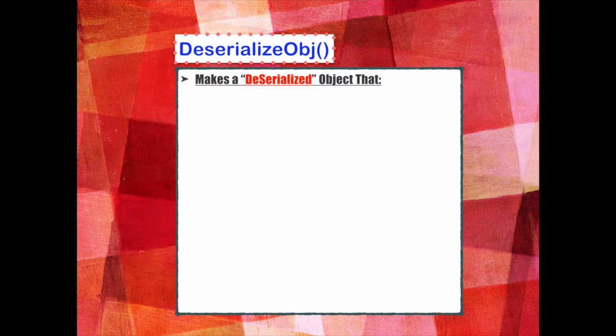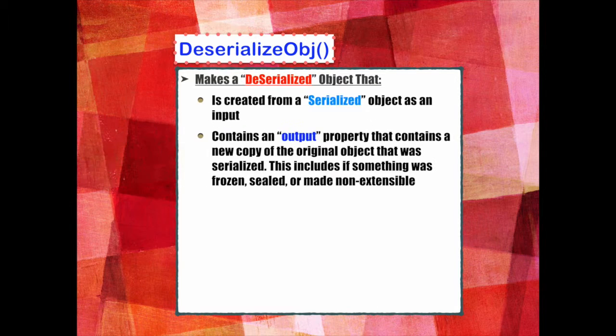Then there's the deserialized object method. It makes a deserialized object that is created from a serialized object as an input. It contains an output property that contains a new copy of the original object that was serialized. This includes something that was frozen, sealed, or made non-extensible. So if that original object had any part of it that had any of these things going on in it, the output of the object in this property will also contain exactly the same thing.